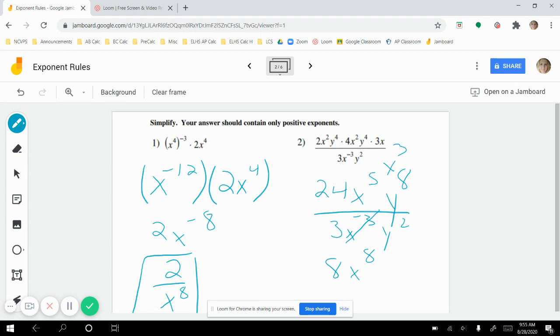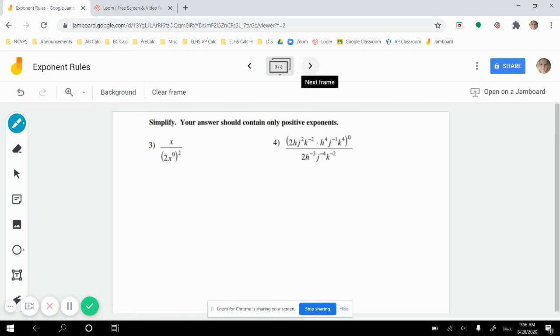Now let's take a look at our y's. Our highest power is in the top. We have a y to the 8th. We have a y squared on the bottom. Remember, we subtract. So 8 minus 2 leaves 6. And now we don't have anything left on the bottom. So we just have 8x to the 8th, y to the 6th.